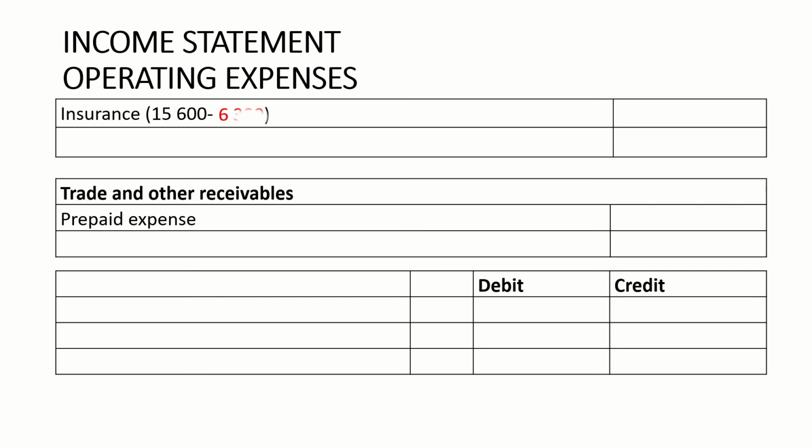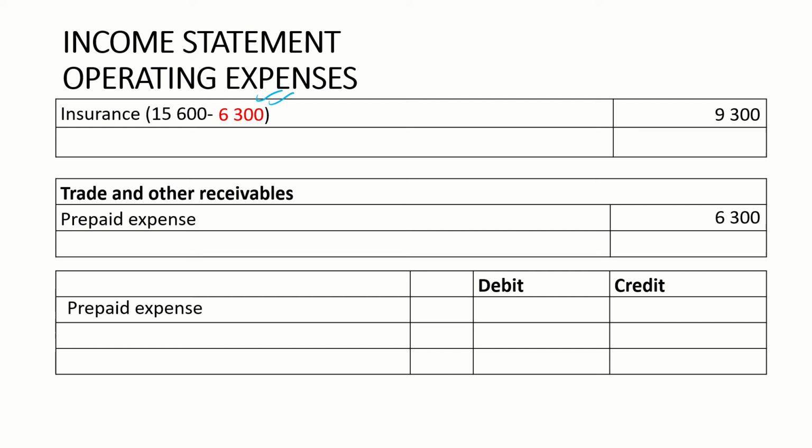Under insurance expense in our income statement, we are going to minus 6,300. Our insurance expense will be 9,300. This is how they mark it. And then our prepaid expense will simply be that insurance amount of 6,300.